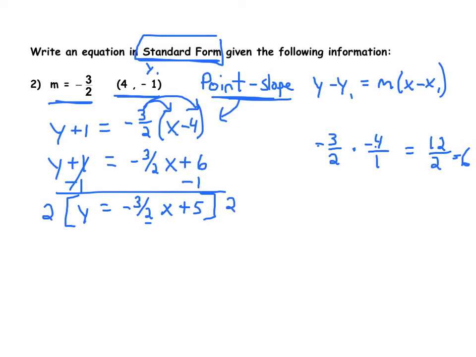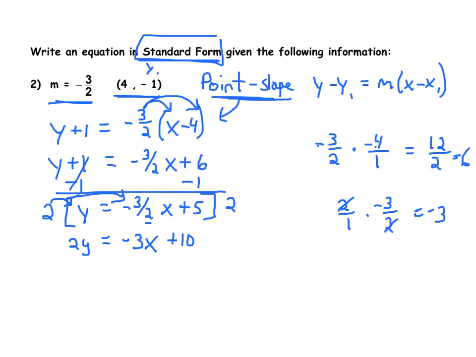So I'm going to multiply 2 times y, I get 2y. And then I multiply 2 over 1 times a negative 3/2. That's what I'm doing right there. So the 2's cancel, and I have a negative 3, don't forget your x. And then I do 2 times 5, which is 10. Now I've gotten rid of the fraction, I've cleared the fraction.